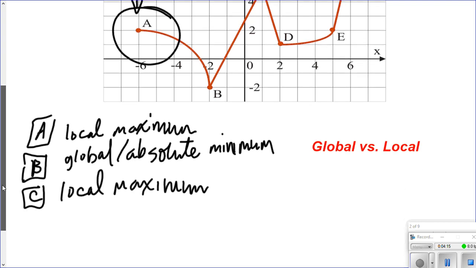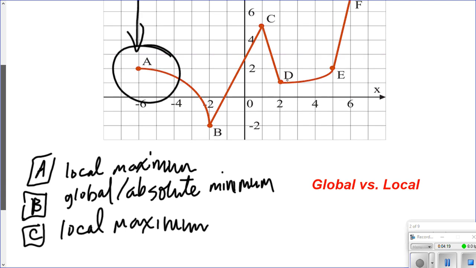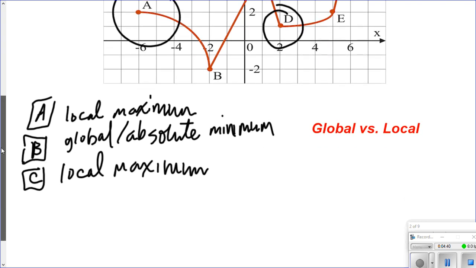D looks like it's a local minimum. It's a low point. I'm going to assume that the area to the right of D tends to go upwards, and it looks like in the neighborhood of point D, everything is above D, and D is the lowest point. The actual point D is the lowest point, but only in this local area here. So I'm going to call D a local minimum.